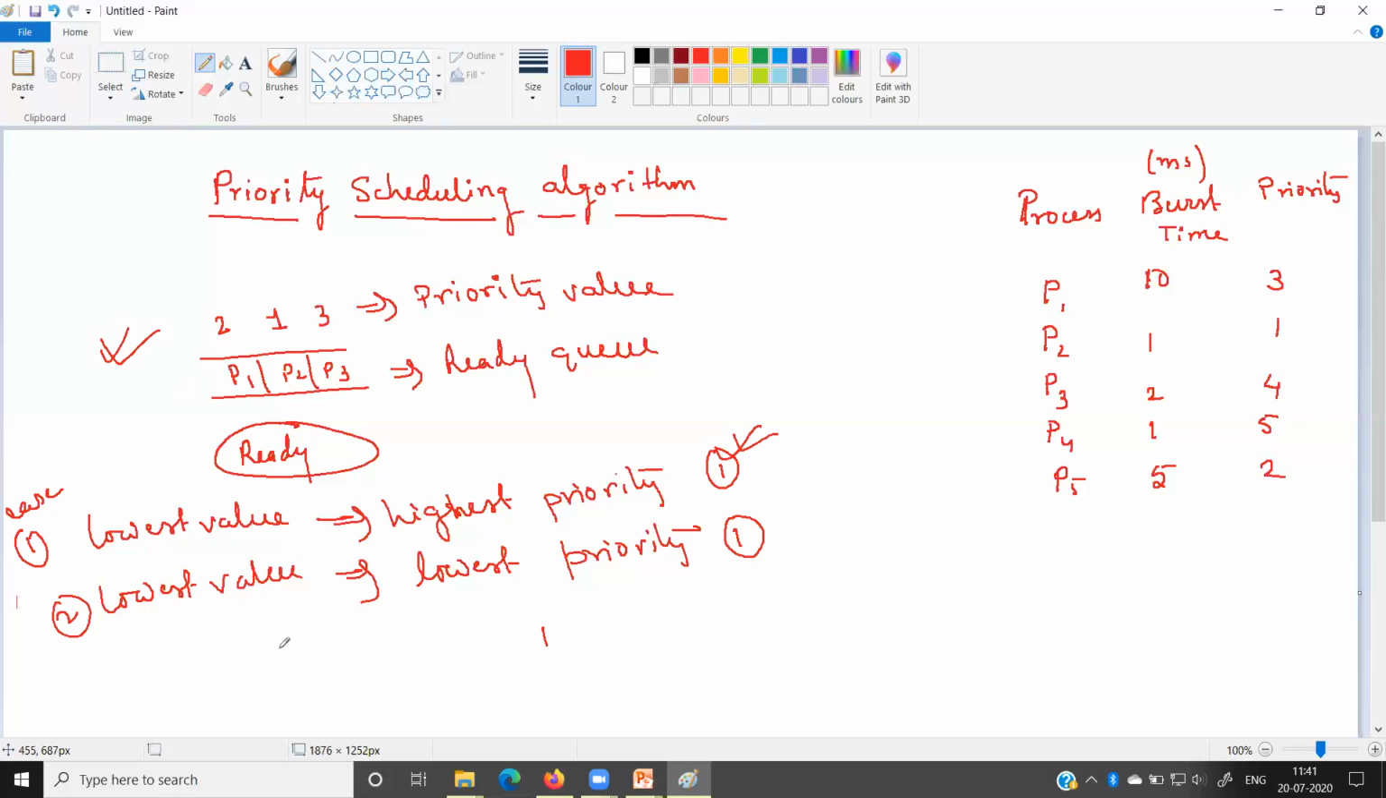So as the lowest value has the highest priority, for this particular case, P2 will be executed first, then P1, then P3. But for the next case, that is case 2, as the lowest value has the lowest priority, in this case, P3 will be executed first, then P1, and then P2. Fine. So depending on the type of the operating system, depending on the priority value, the selection of the process will be different.